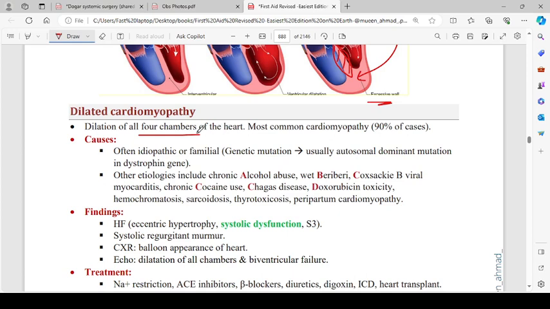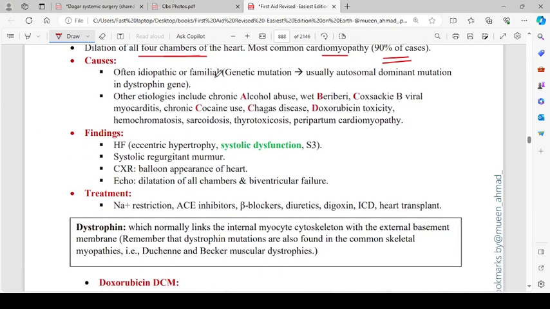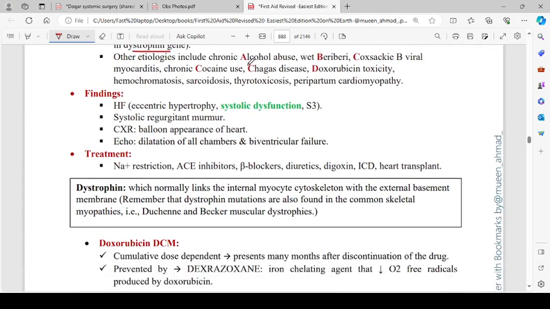It's not just the ventricle, it is dilation of all four chambers of the heart. Most common cardiomyopathy, 90% of the cases. The causes are often idiopathic or familial. Genetic mutation, usually autosomal dominant mutation in the dystrophin gene. Other etiologies include alcohol abuse, wet beriberi.